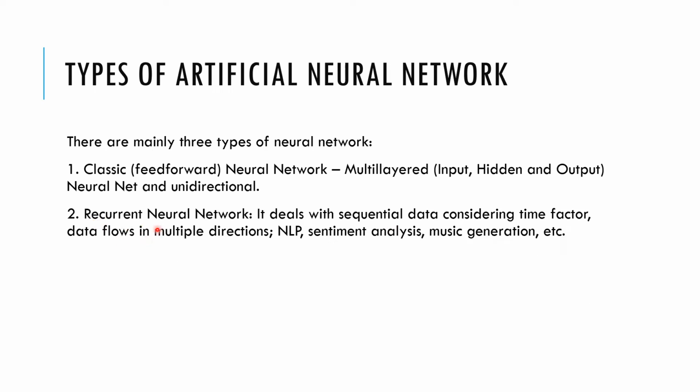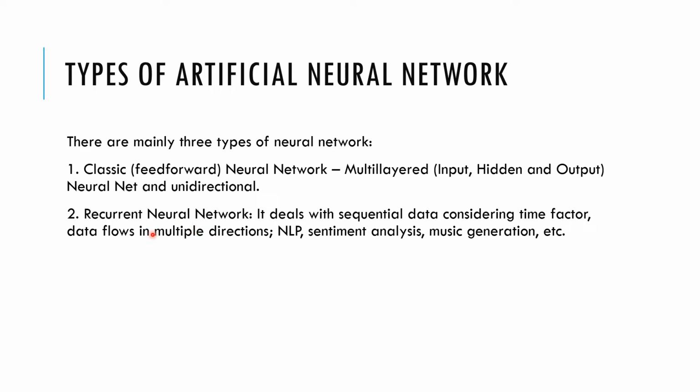Then we have another very famous type of neural network, which is used extensively in deep learning. It's called the recurrent neural network. Basically, it deals with sequential data, which has a time factor, like time series data, and it flows in multiple directions. So it is a more complicated neural network, unlike the classic neural network.